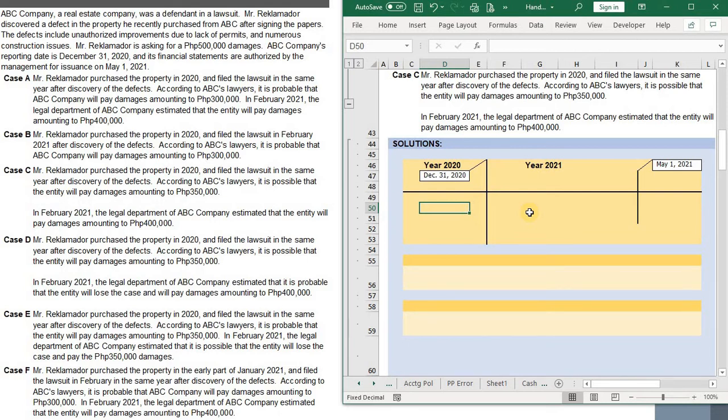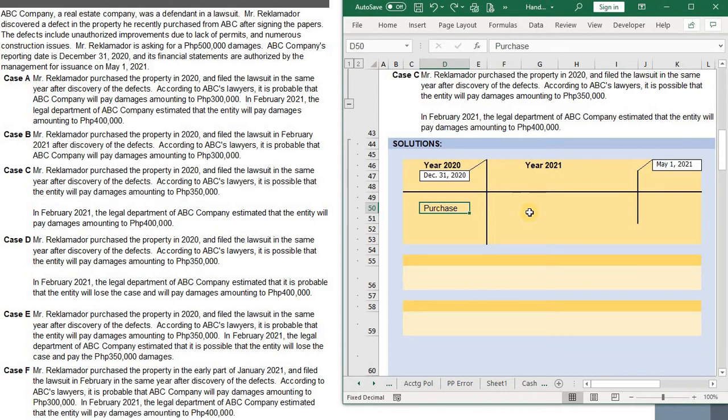Again, the two dates are December 31, 2020 and May 1, 2021. And the events after reporting period must be between these two dates. So first, let us determine the condition that must exist in 2020 so that the event that will occur between the two dates will be considered as an adjusting event. And that is the purchase of Mr. Reclamador of the property.